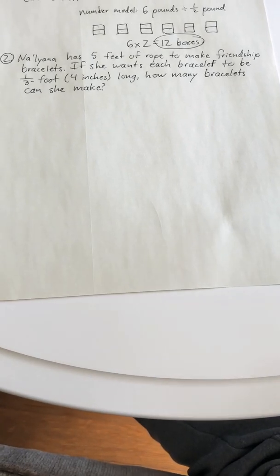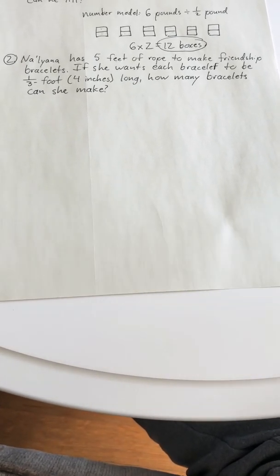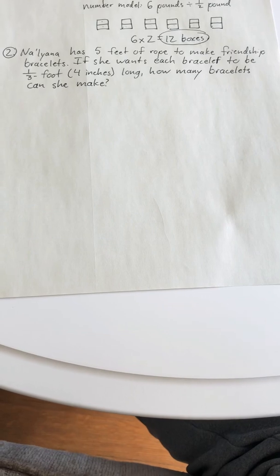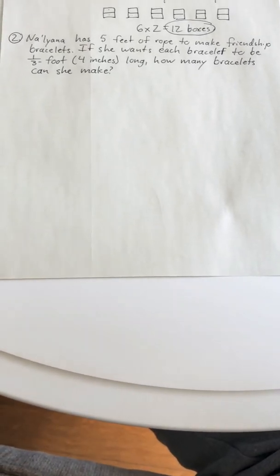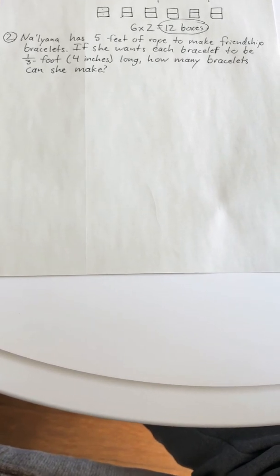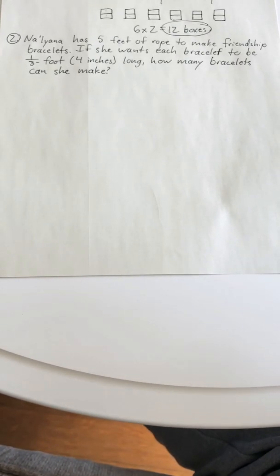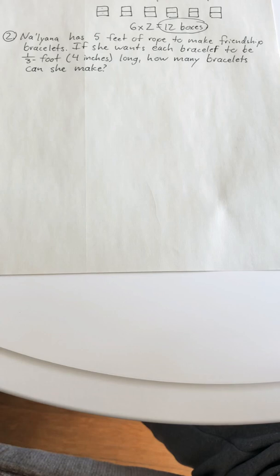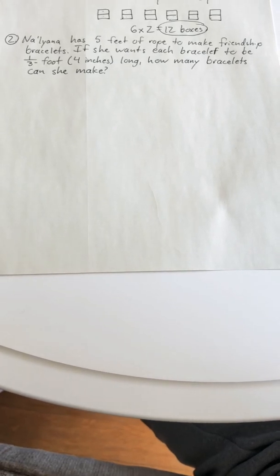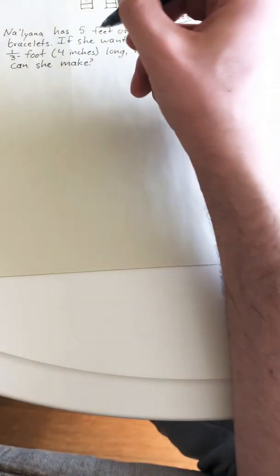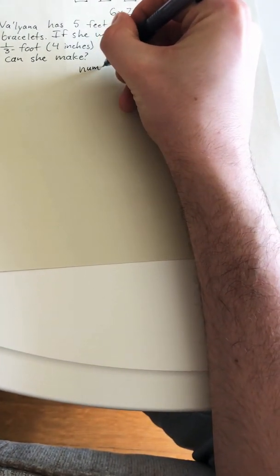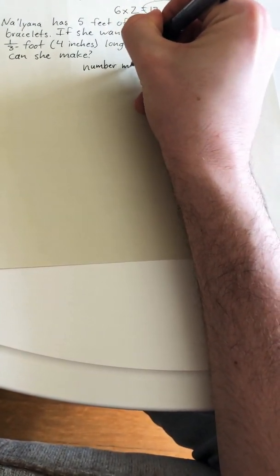Number 2 says Naliana has 5 feet of rope to make friendship bracelets. And if she wants each bracelet to be 1/3 of a foot or 4 inches long, how many bracelets can she make? Okay, so once again, as with all these problems, we need to look at what is our number model? What is the problem asking us to solve? So I want you to go ahead and write down number model.